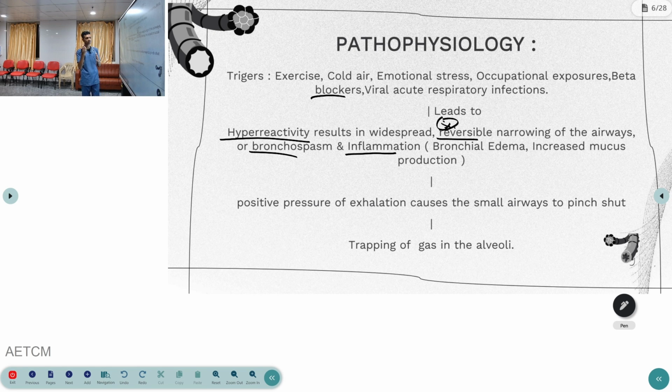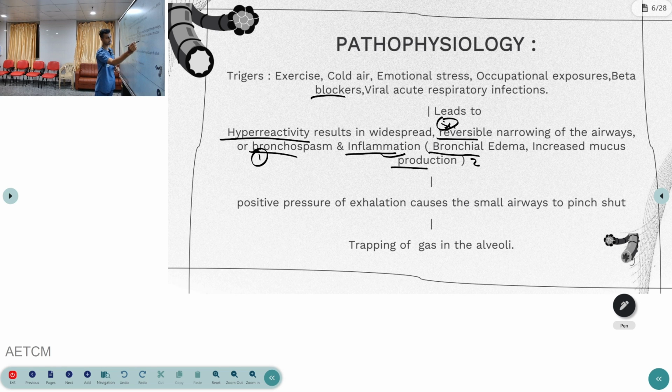So inflammation. We know the 5 signs that happen in inflammation: rubor, calor, dolor, tumor, and loss of function. So that is the inflammation. Here the tumor, in the sense of bronchial edema, and increased mucus production is happening. That is the inflammation. So we have to understand the three major pathologies here. First one is bronchospasm, or reversible narrowing of the airway. Second one is the inflammation.